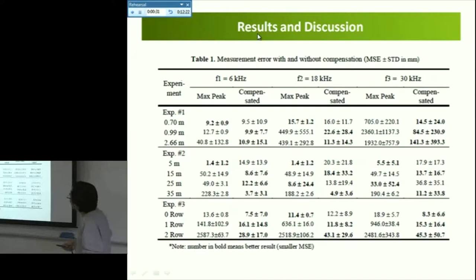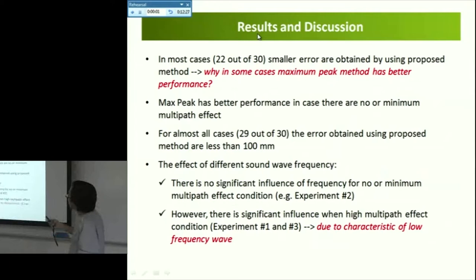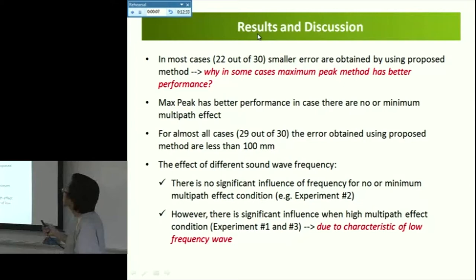So from this is some discussion: in most cases, by using this compensation method, we can get a smaller error, but in some cases, maybe this is also very interesting. We have some question, maybe why not all cases we can get the better result, but only in 22, what happened with the other 8? So you can see here that in some cases, the simple maximum peak is better than the proposed method. But this only happens if there is no or minimum multipath effect.